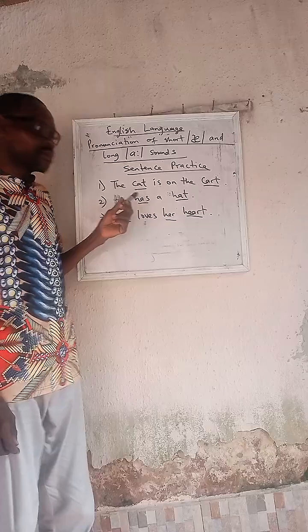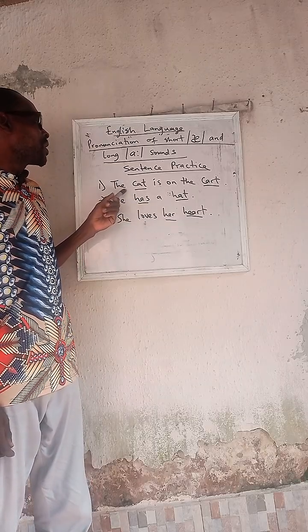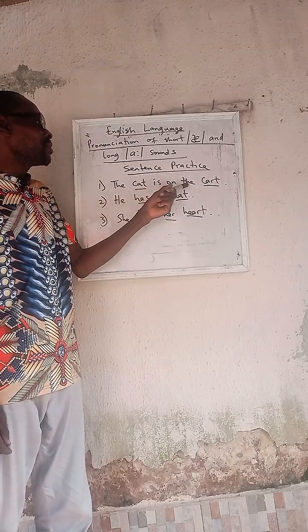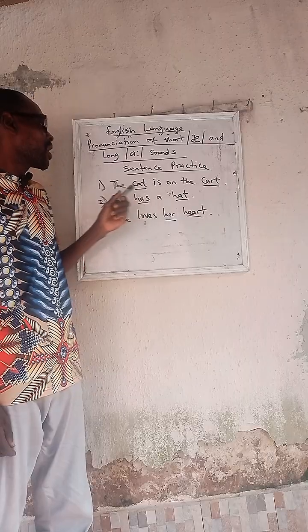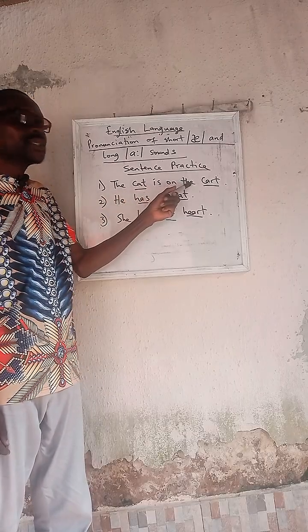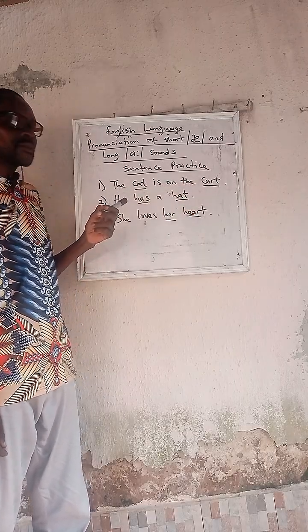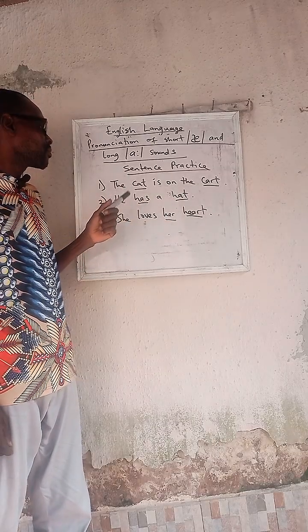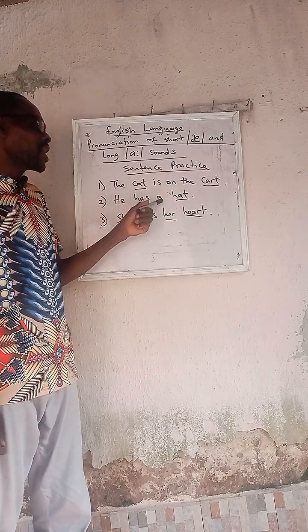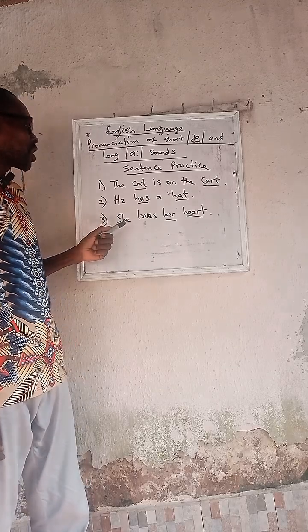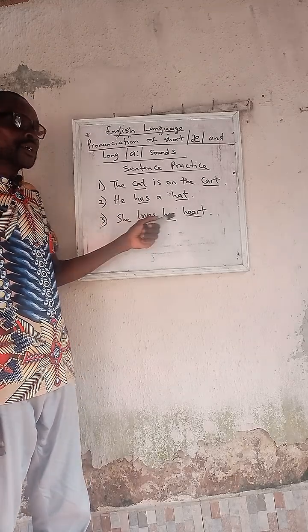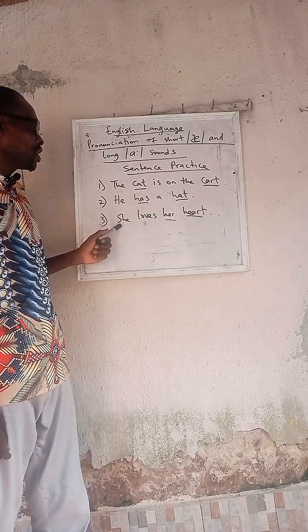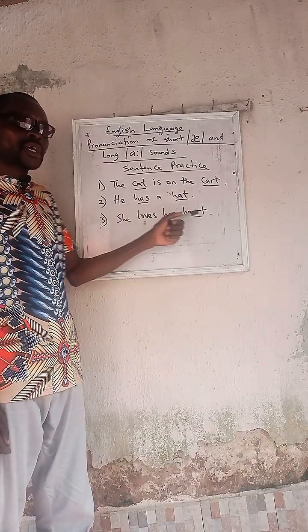Now we're going to have the sentence practice on the short and the long sound. You read it after me. The cat is on the cart. The cat is on the cart. He has a hat. She loves her hat.